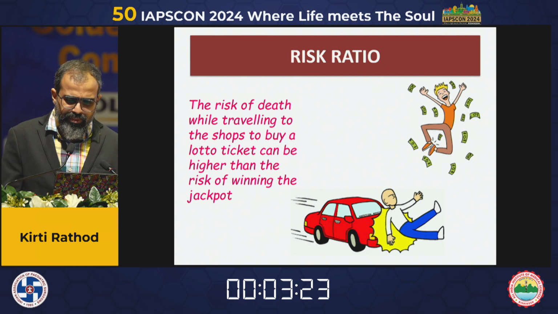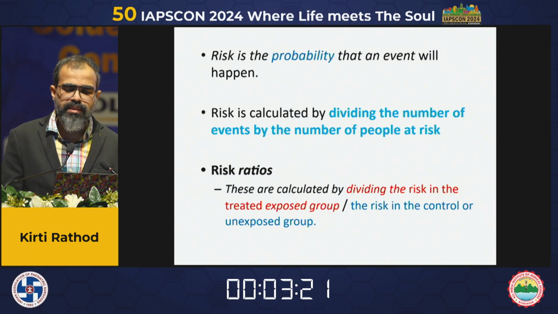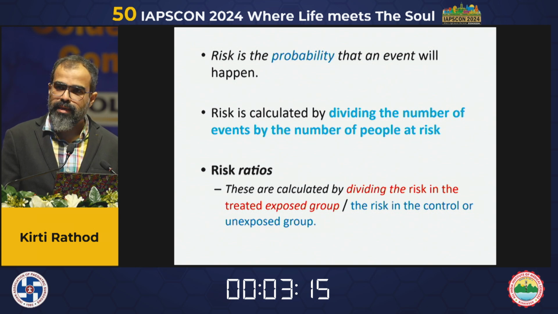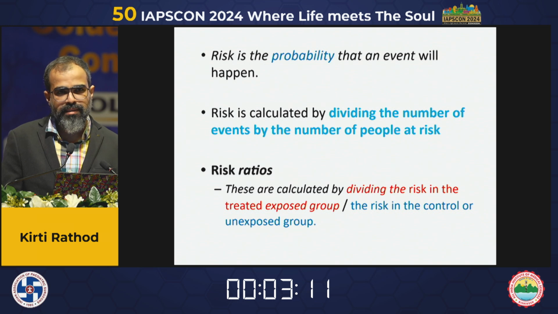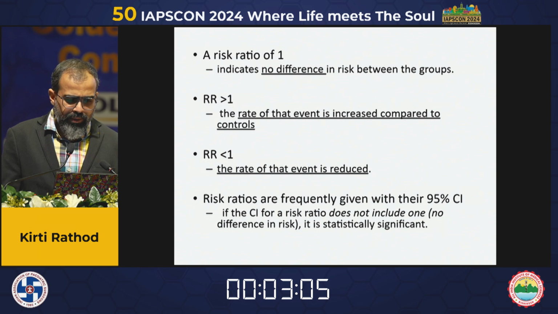So risk is the probability that an event will happen, and risk is calculated by dividing the number of events by the number of people at risk. I will share these slides with all of you. This is very easy. These are used in basic surgical theses and other studies we do. So if the risk ratio is more than 1, the rate of the event is increased compared to controls. If it is less than 1, the event is actually reduced.